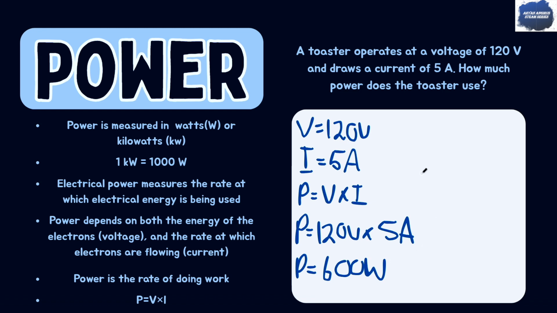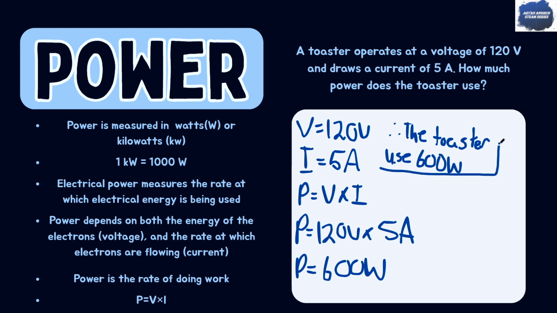Now all you need to do is write a therefore statement. Therefore, the toaster uses 600 watts. There we go. Now you want to put a box around your answer so it's always easy to see.